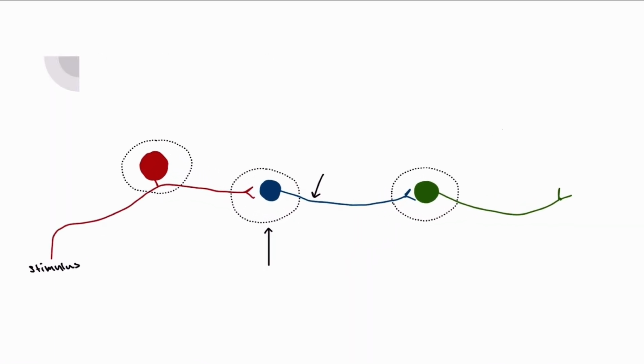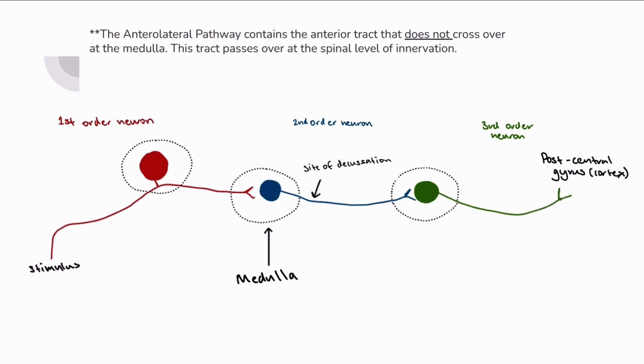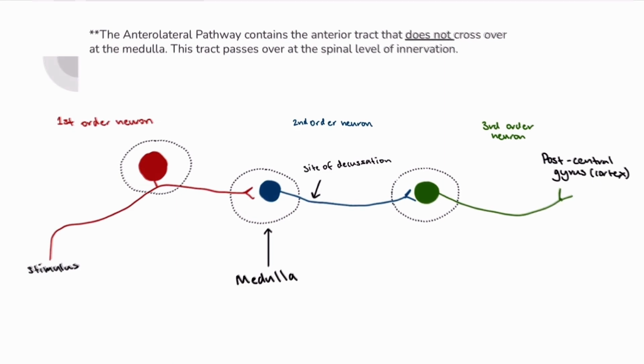Here's a graphic of what that looks like. There are the first-order neurons, the second-order neurons, and the third-order neurons. The second-order neurons are at the medulla, and this is the site of decussation. The third-order neurons communicate to the postcentral gyrus, also known as the somatosensory cortex. An important thing to note is the anterolateral pathway contains the anterior tract. This does not cross over at the medulla. This crosses over at the spinal level of innervation.